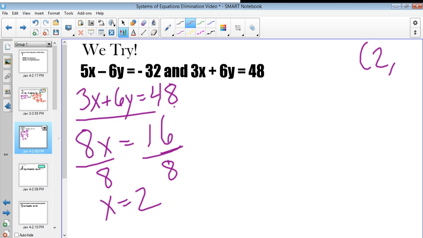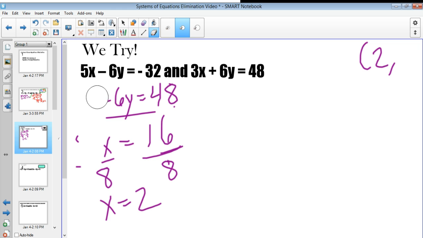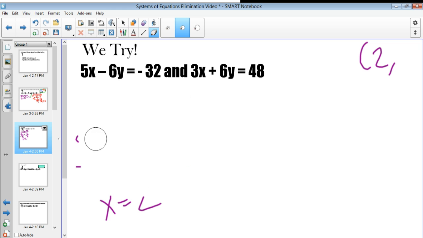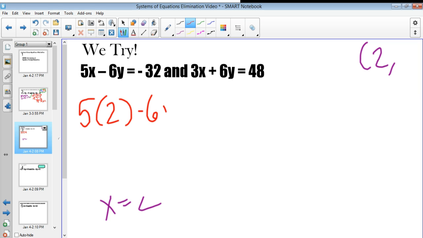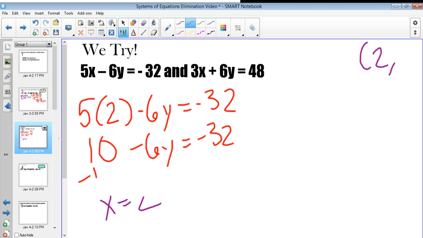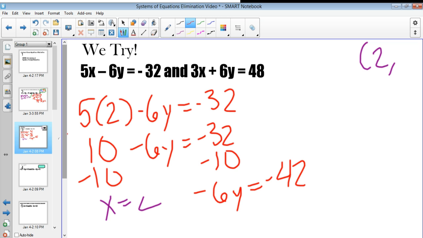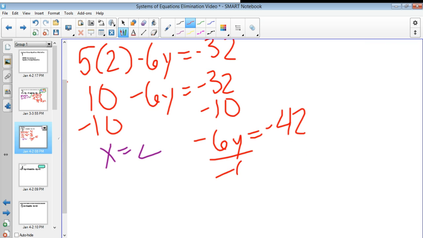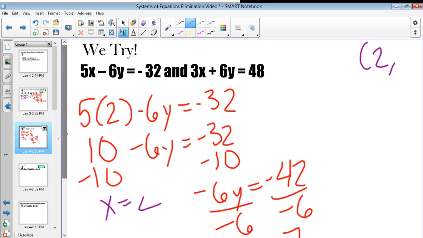And then I plug it in. Let's plug it into this original equation. And that'll give us 5 times 2 minus 6y equals negative 32. So 10 minus 6y equals negative 32. Subtract 10. Negative 6y equals negative 42. And then dividing by negative 6 will give me y by itself, and y is 7.